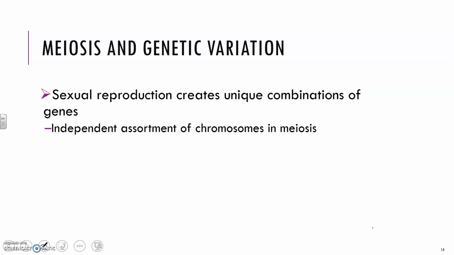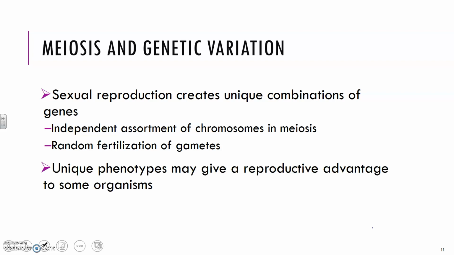So independent assortment of chromosomes in meiosis takes place, which means that it really doesn't matter what combination of the genes or chromosomes end up in each gamete, as long as there's 1 of each chromosome. Random fertilization also takes place, so you never know which sperm is actually going to unite with the egg cell and create a zygote.